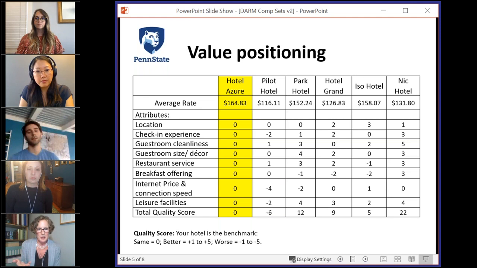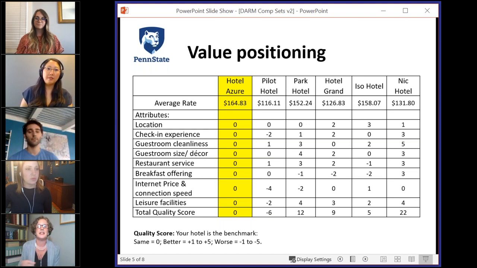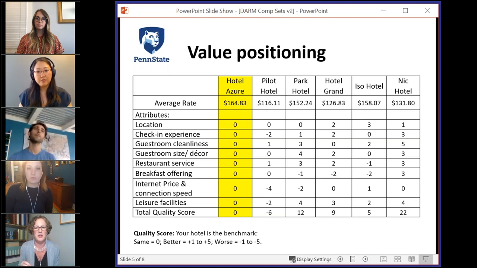So by convention, you are the benchmark hotel, so you are 0. Anybody better than you is a +1 to a +5, depending on how much better than you they are. Anybody worse than you is a -1 to -5, again, depending on how much better or worse than you they are. And the idea is to figure out what your score looks like for quality. So for example, if I look at this, the Azure is about the same in terms of quality of location as the Pilot and the Park. The Grand is better, and the ISO is better again.